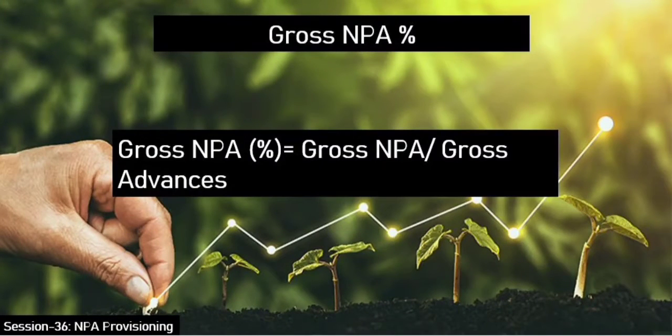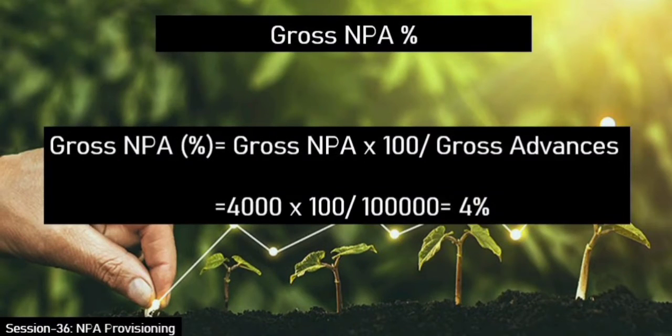So the gross NPA ratio, which is another important measure in NPA, is computed by gross NPA divided by the gross advances. So gross NPA here is 4000 crore, which we mentioned in the last slide. Again, to make it percentage, we have to multiply with 100 divided by the gross advances, which is nothing but the total loans or the total advances or the gross advances, which is 1 lakh here, which you got from the earlier slide of loan details for BB Bank. So that is computed as 4%.